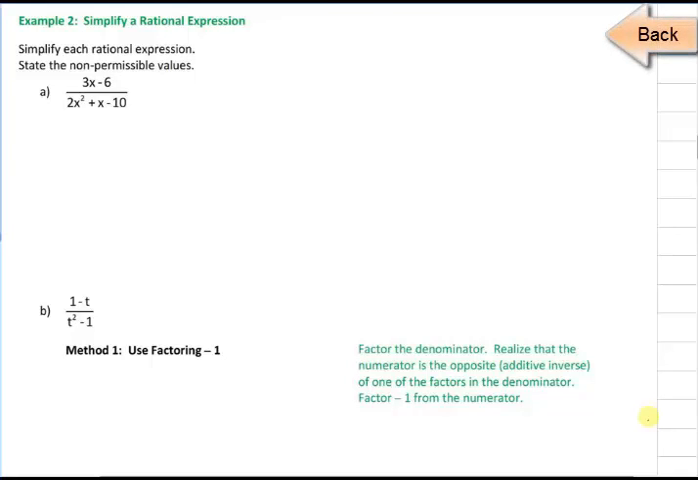So in example 2, we're going to simplify a rational expression. Your instructions are to simplify each rational expression and then state the non-permissible values. So the first thing we're going to do is simplify, and then we will state our non-permissible values. The steps that we would take: number 1, you want to factor where possible.